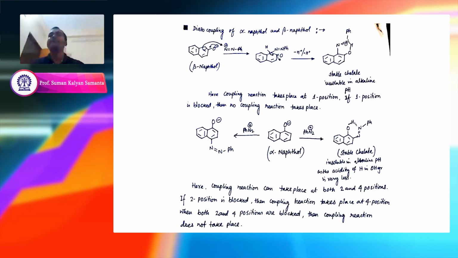But if you take alpha naphthol, where the OH is at the 1 position, that is, O negative is forming at the 1 position, it actually has 2 possibilities. The diazo coupling can happen at the 2 position, and also at the 4 position. Now, it also depends mainly on the steric factor where this diazo coupling would prefer to happen.